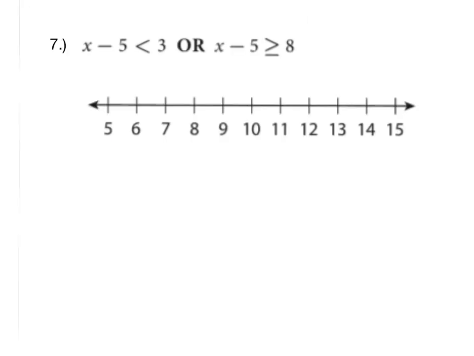Here we have another or compound inequality. So x minus 5 is less than 3. X minus 5 is greater than or equal to 8. And this is or.